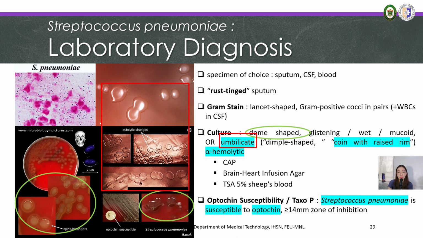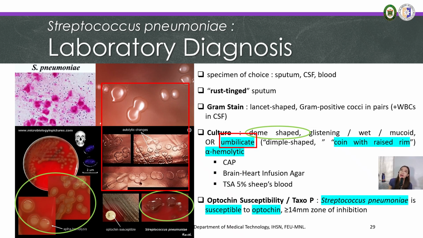Another description for strep pneumo is that they could be alpha hemolytic. One of its most important presumptive tests is taxo-P or optochin susceptibility. So if the isolate is strep pneumo, then it should be sensitive to the optochin disc and would have a zone of inhibition equal to or greater than 14 millimeters. So again, may pang-measure po tayo ng mga zones of inhibition na yan. Alright? So ayan po, it's quite easy to remember. Taxo P. Bakit taxo P? Because it's going to identify strep pneumo, 'di ba?